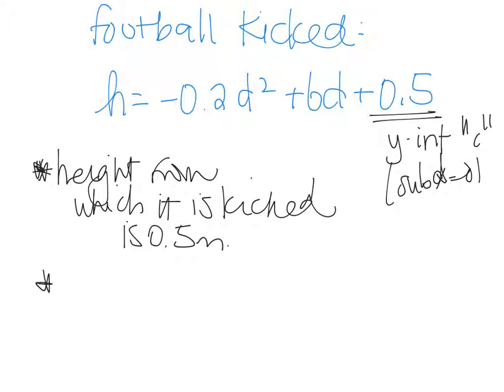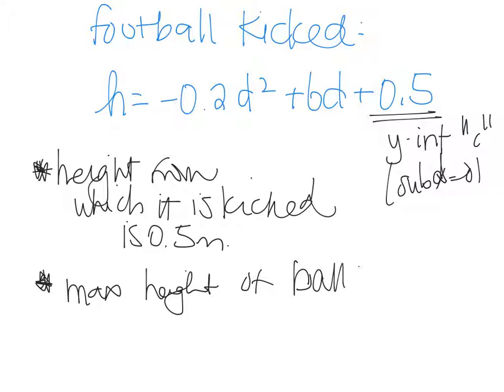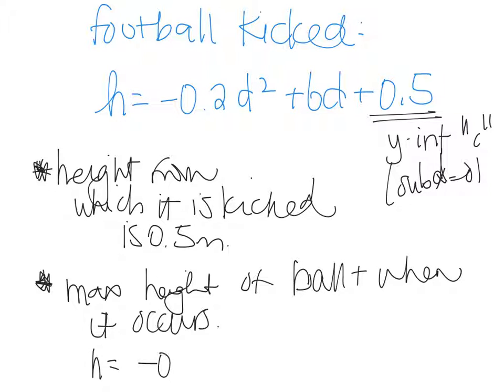We could also be asked the maximum height. So what's the maximum height of the ball and when it occurs? If we were asked to do that first, before we had to find any roots, we would likely complete the square. So in this case, we would just take that equation, we complete the square, factor out the 0.2.